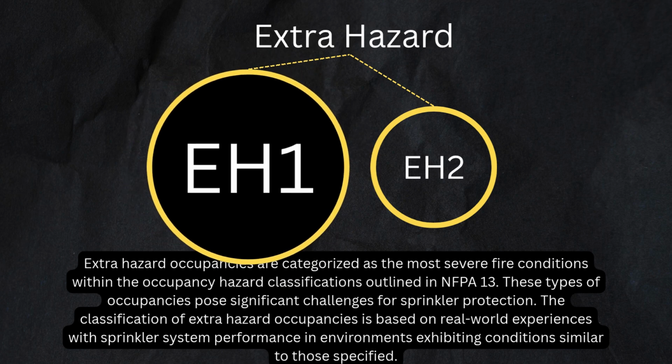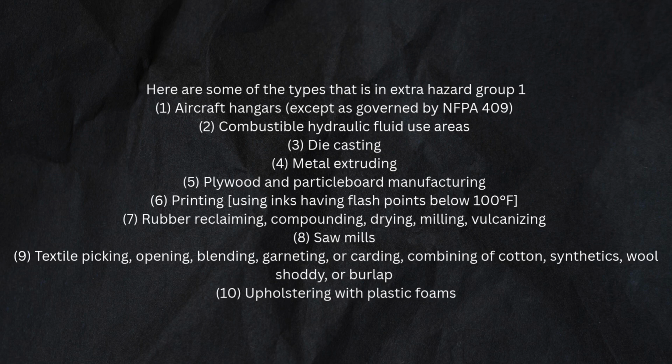Let us move on to extra hazard areas. Extra hazard occupancies are categorized as the most severe fire conditions within the occupancy hazard classifications outlined in NFPA 13. These types of occupancies pose significant challenges for sprinkler protection. The classification of extra hazard occupancies is based on real-world experiences with sprinkler system performance in environments exhibiting conditions similar to those specified. Here are some of the types that are extra hazard.